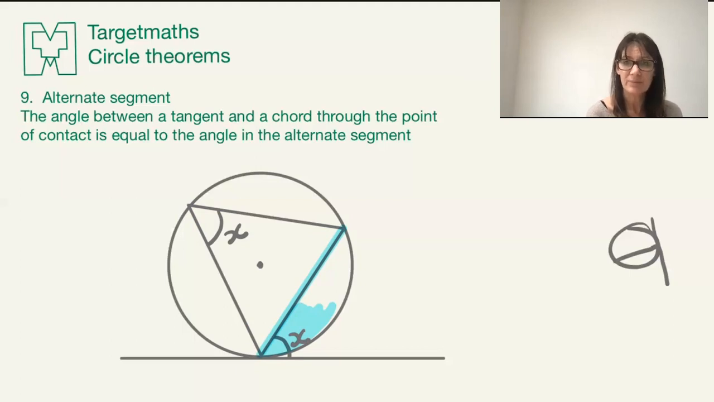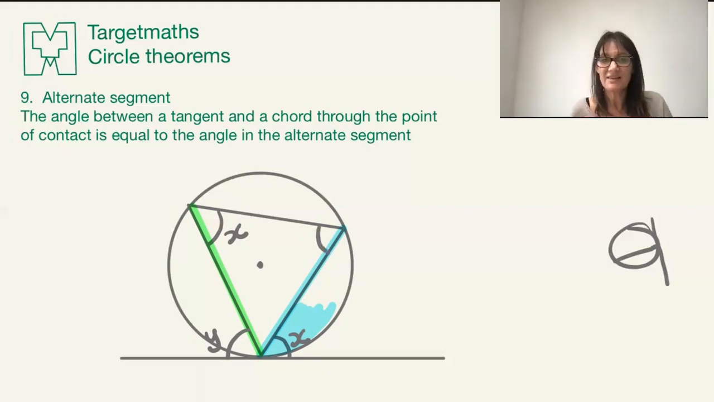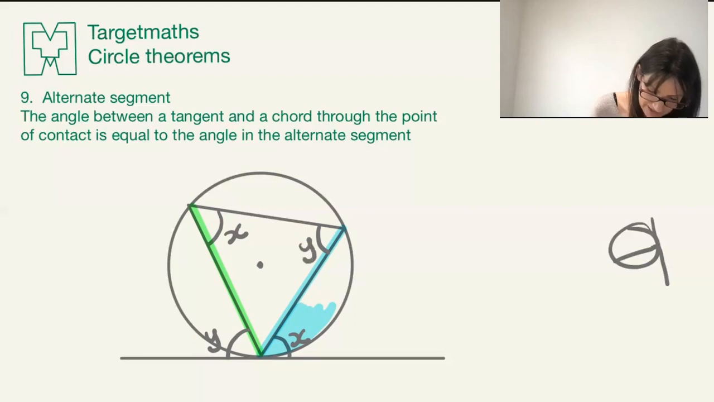So if I was to now just demonstrate it using the other chord, if it's this chord that we're talking about in the problem, and sometimes they do use them both, then that angle there is going to be equal to, not this one, because it touches the green line, not this one, because it touches the green line. It's going to be equal to this one, the furthest one away in the alternate segment. That is going to be my y, matching my other y.